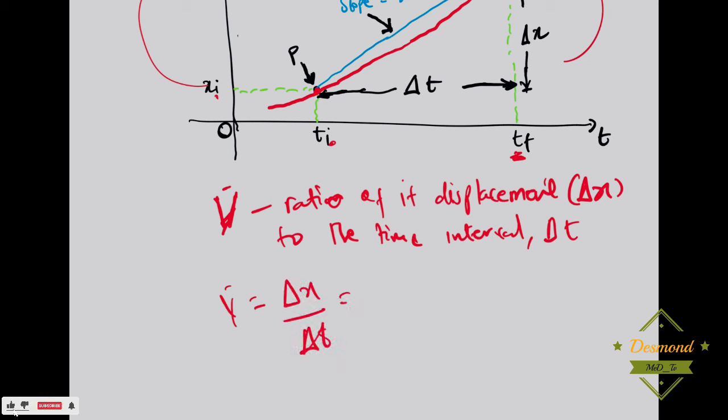What is delta x? Delta x is the final position minus the initial position. And what is delta t? That's the final time, tf, minus the initial time. From this definition, v, the average velocity, has the dimension of length divided by time, so the unit is m/s, meters per second in SI units. The average velocity is a vector quantity which has both magnitude and direction, and can be represented by a plus or minus sign for motion to the right side and to the left side.